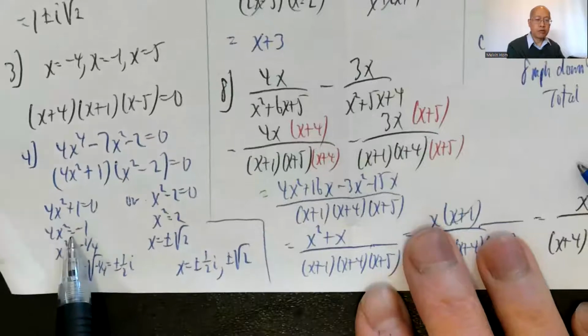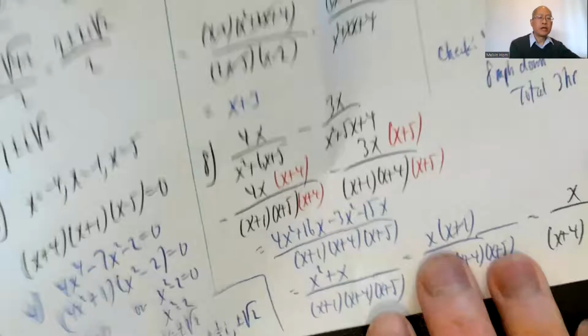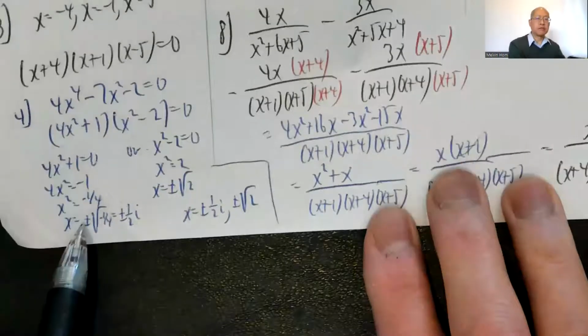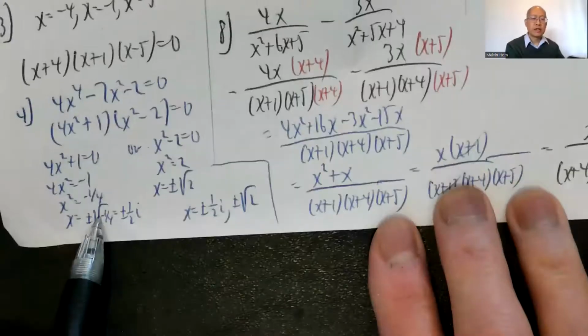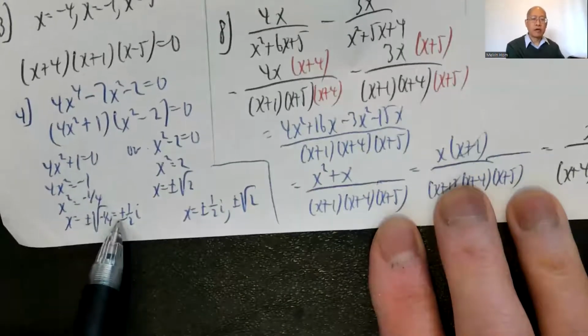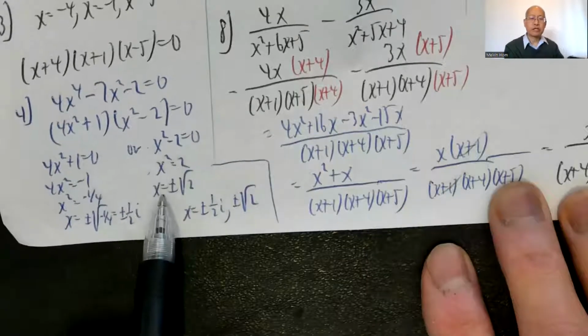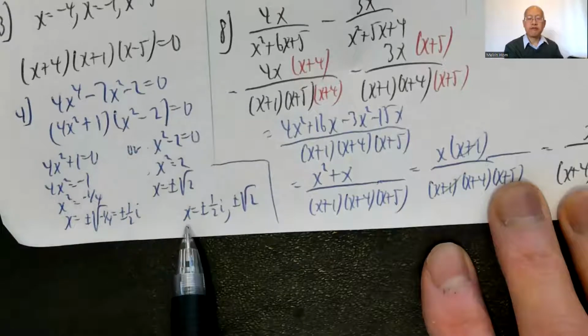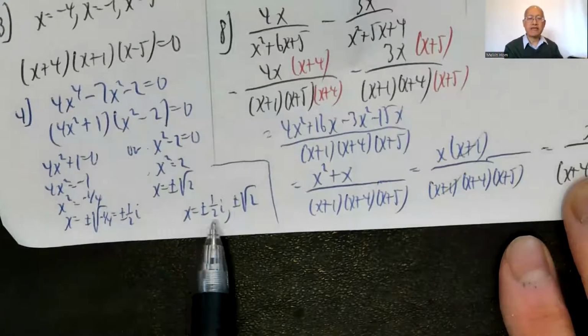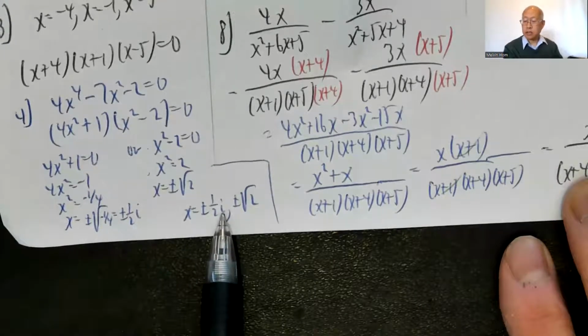So solve this, subtract 1, divide by 4, and square root property, x is plus or minus the square root of negative 1/4. Take out the i, square root of 1/4 is a half. So that's plus or minus 1/2 i. Here add 2, x squared is 2, so x is plus or minus the square root of 2. So my 4 solutions are plus or minus half i and plus or minus square root of 2.